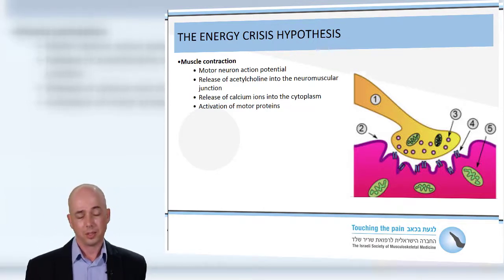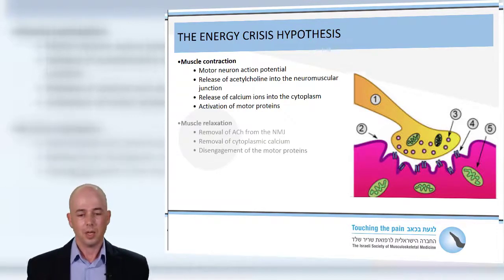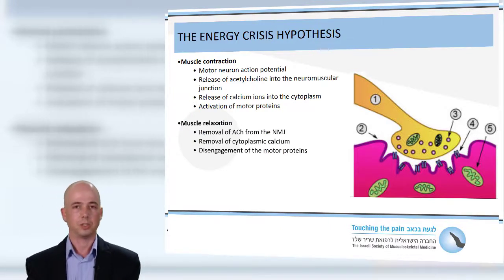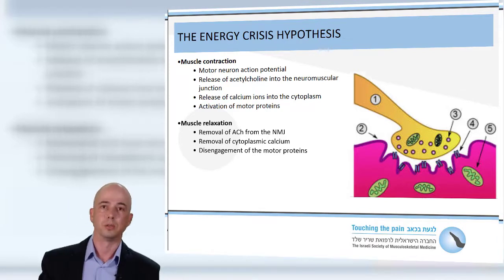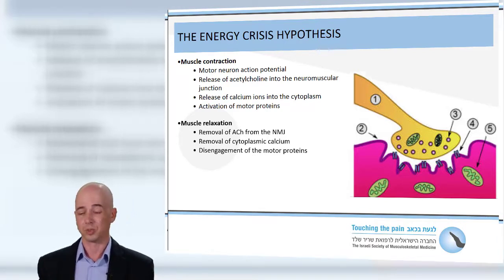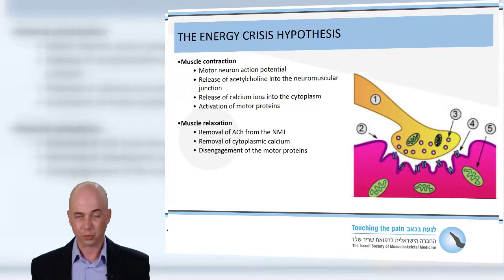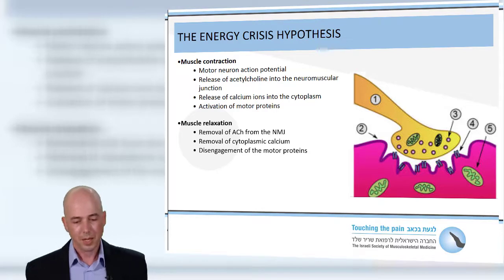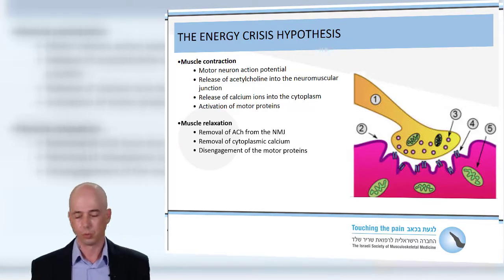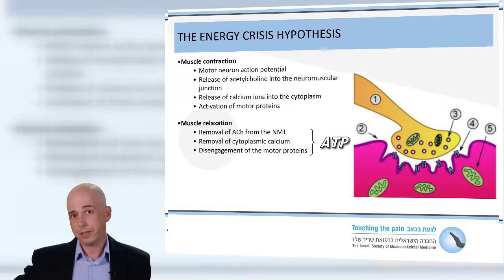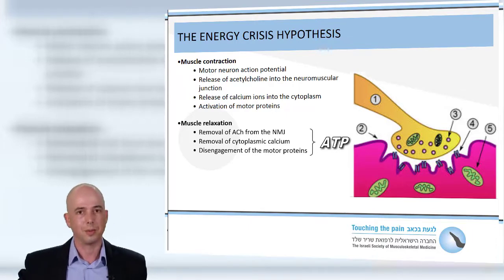This entire process takes up very little energy. What does take energy is the relaxation of the muscle, which requires the removal of acetylcholine from the neuromuscular junction, the removal of cytoplasmic calcium into the intracellular stores of calcium, and the disengagement of the motor proteins. And this does require energy that in the cell is paid for in the currency of ATP.